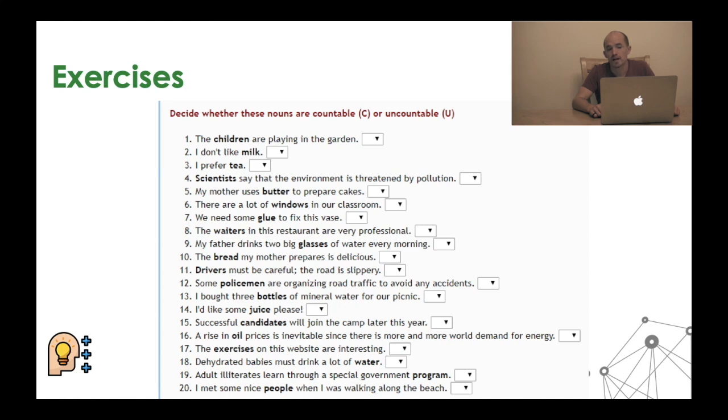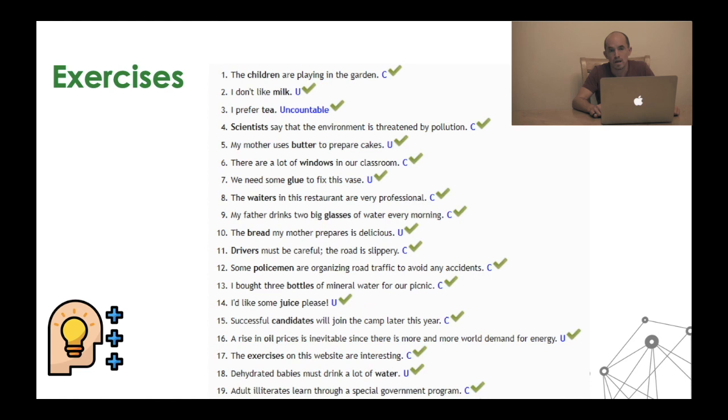Now pause the video and have a look at the following exercise. For the 20 statements, try to identify whether the noun is countable or uncountable. Now take a moment to look at the answers and make any corrections if necessary.